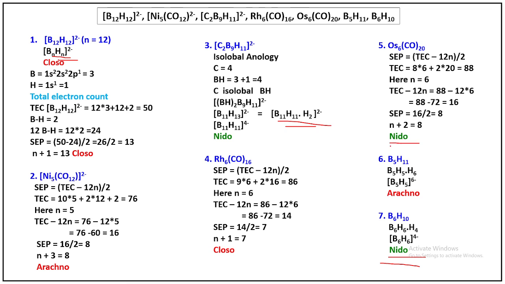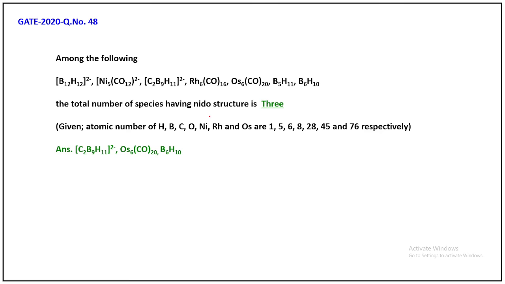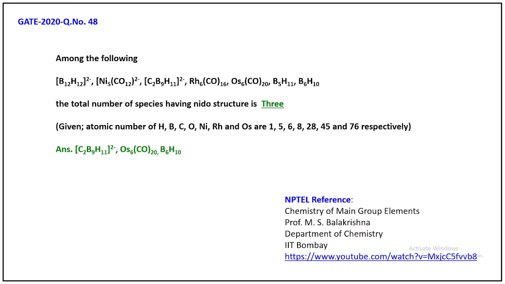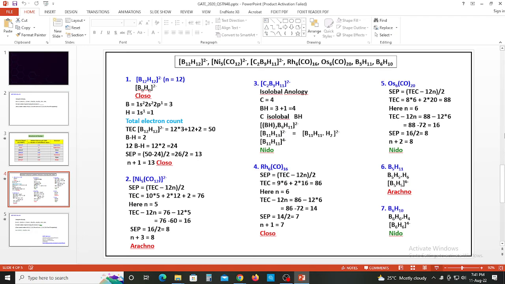So there are totally 3 which fall under nido, and the question was the total number of species having nido structure. So the answer is 3, and the 3 are C2B9H11 2 minus, Os6(CO)20 and B6H10. For further reference, you can visit the classes of Professor M.S. Balakrishna, NPTEL reference, and the YouTube link is given. If you have any doubt regarding this, you can ask me.